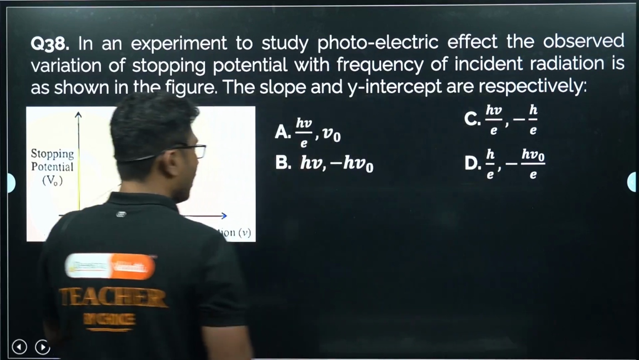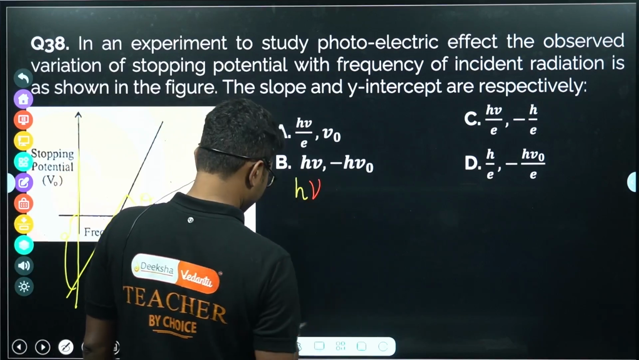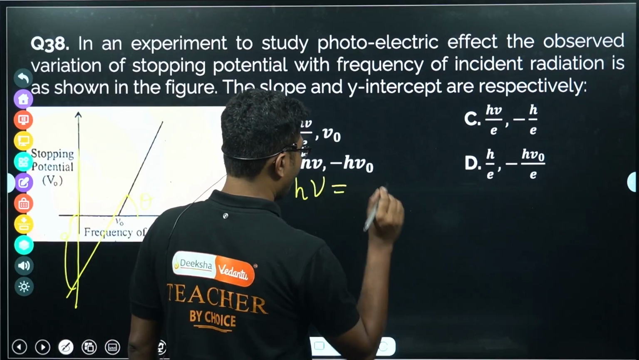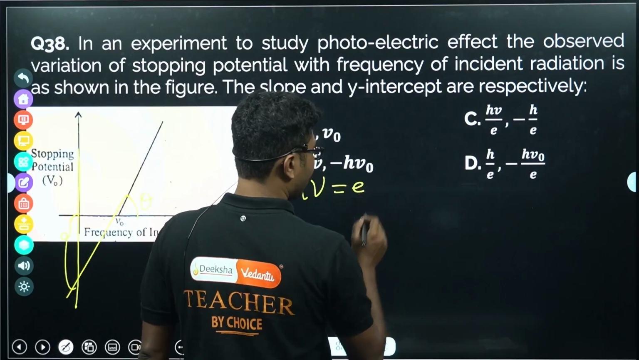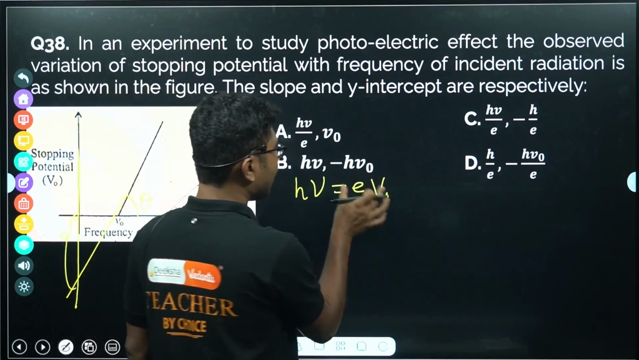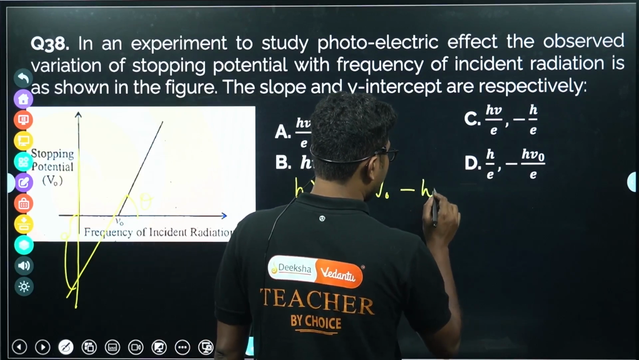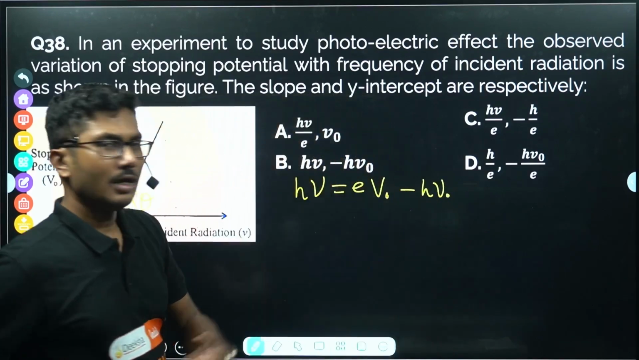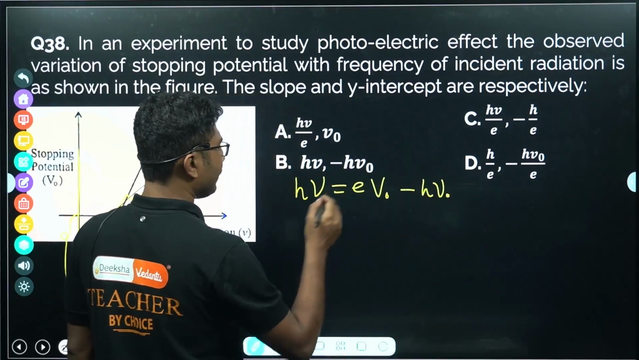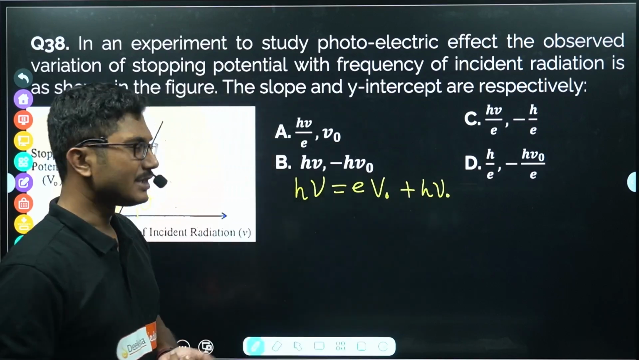So we know the photoelectric emission equation: if the frequency is nu, then h nu is equal to the charge of an electron times the stopping potential, eV0, which represents the total energy of an emitted electron, plus h nu 0. Here nu 0 is the starting frequency, the threshold frequency. Now from this equation, if you rearrange it, what will you get? Sorry, this is eV0 plus h nu 0.